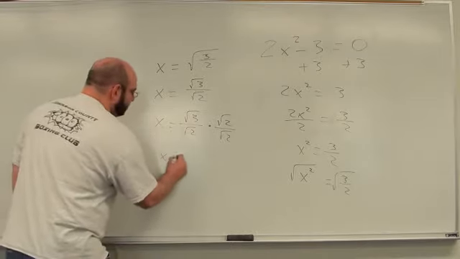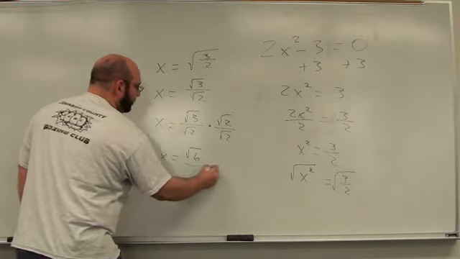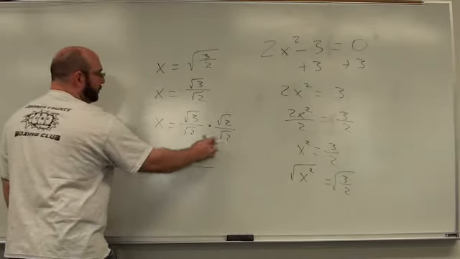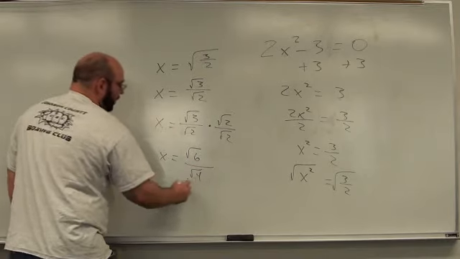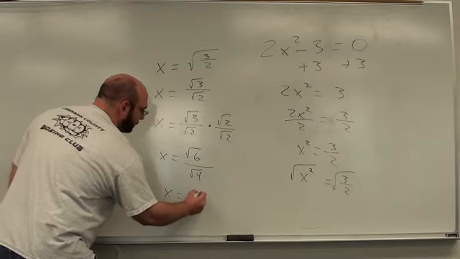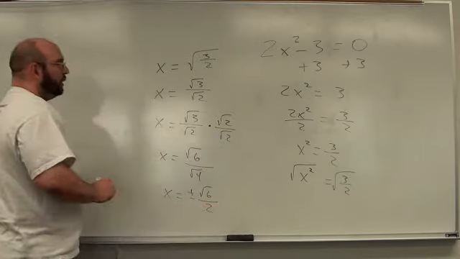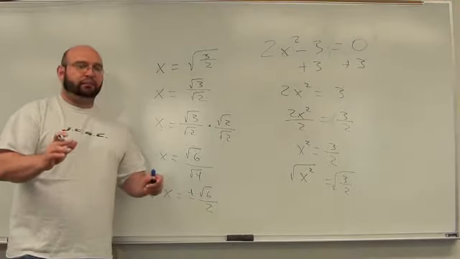So x is going to be equal to radical 3 times radical 2, radical 6, over radical 2 times radical 2, which is radical 4, and we know that x is going to be equal to plus or minus radical 6 over 2. Alright?